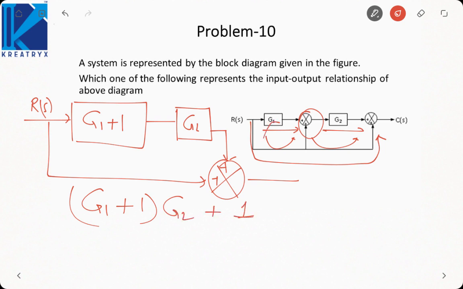So do not make a mistake that there are two parallel paths which are in cascade. It is one parallel path, then cascade, then another parallel path. This is because the signal in the other parallel path is RS instead of the first output. If the output of the first system is the input of the second, then only they are in cascade. But here the output of the first system is one input, and the other input is RS. The output of the first system is not the input for the second system. So it would be 1 plus G2 plus G1 G2. This would be the transfer function. So do not make a mistake that these are two parallel paths in cascade. It is one parallel, then cascade, then another parallel path.